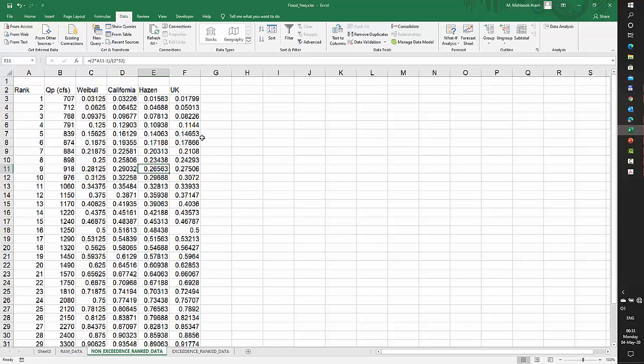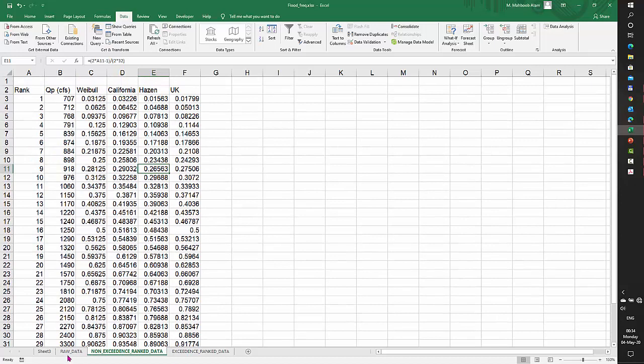This is very important because it tells you the probability of a certain value being exceeded in terms of the flood. Calculating this is also called the probability plotting positions. It's very easy to calculate.